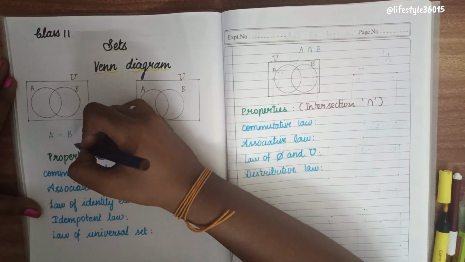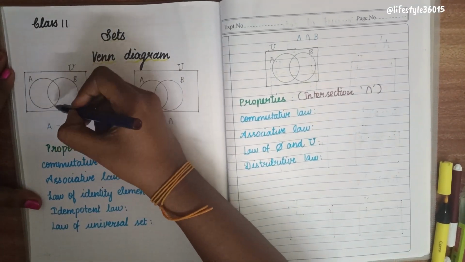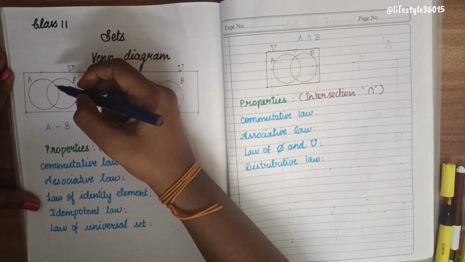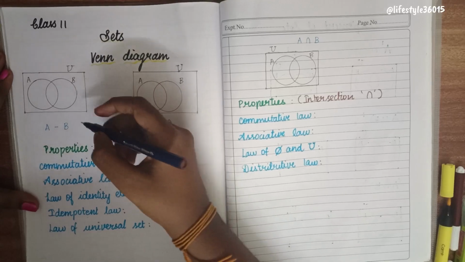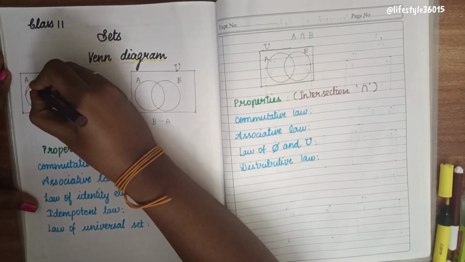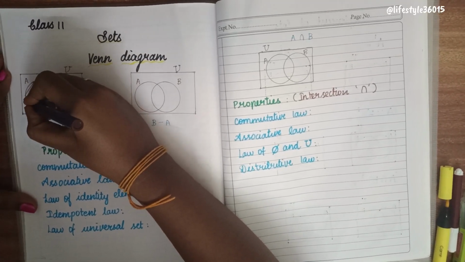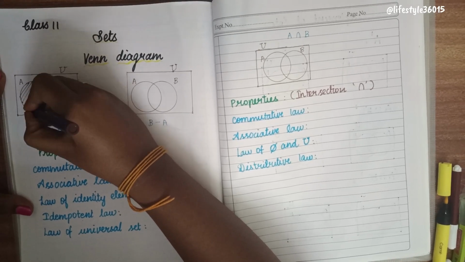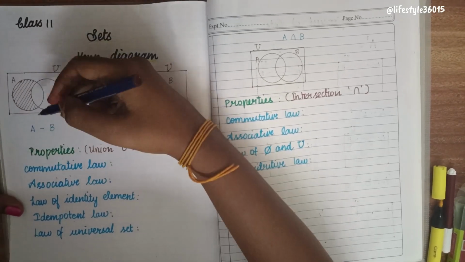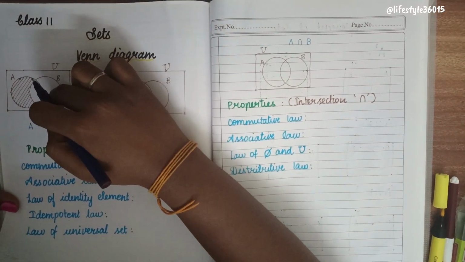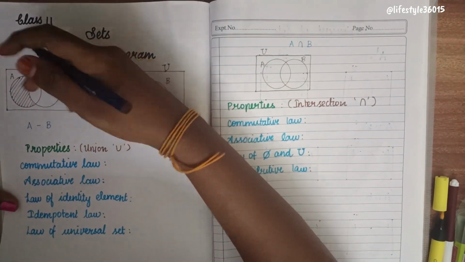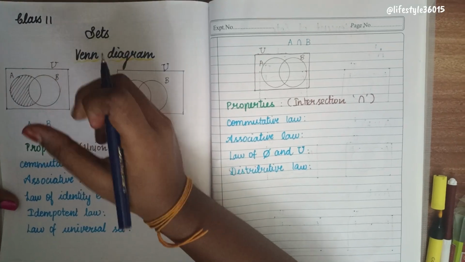Now let's draw A minus B. This is set A and this is set B, right? They are asking us to remove the B set. So we will shade only the A region. Why did we not shade this region? Because this region belongs to B also, right? So we should not shade that region. We should completely remove the B set.